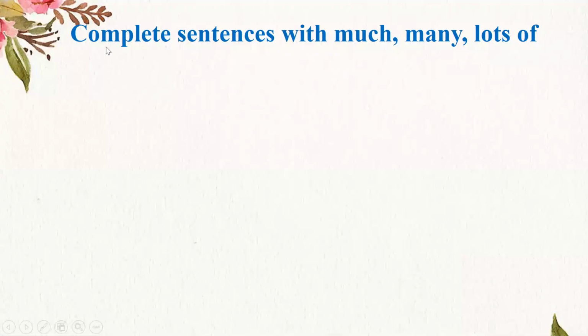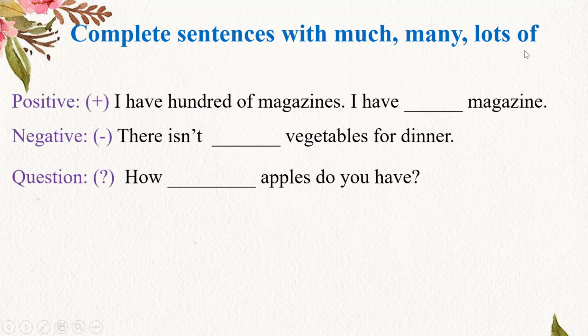Finish. Now, we just reviewed how much or how many. And in this one, you will complete the sentences with much, many, and lots of. Now, here we go. This is a positive, đây là câu khẳng định. I have hundreds of magazines. So, I have lots of magazines.